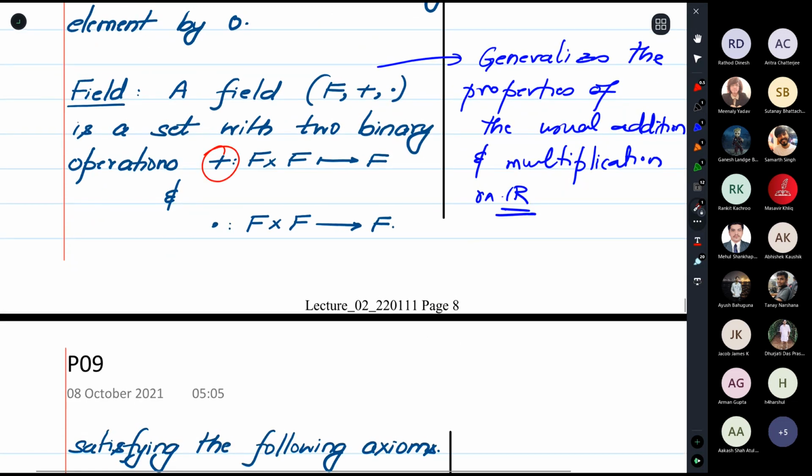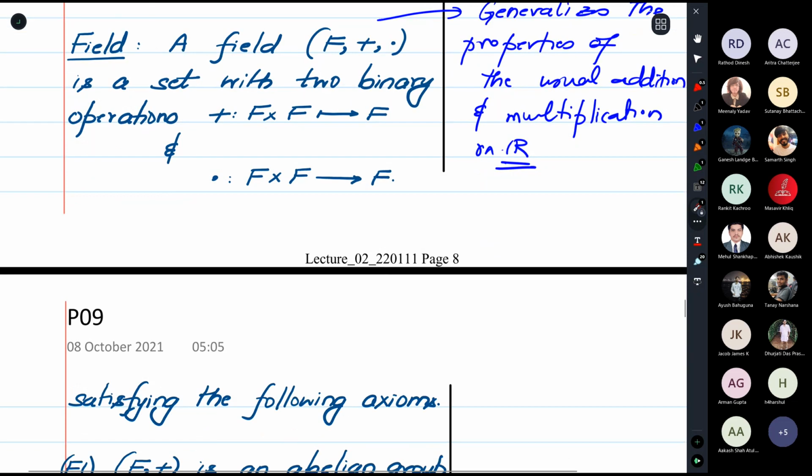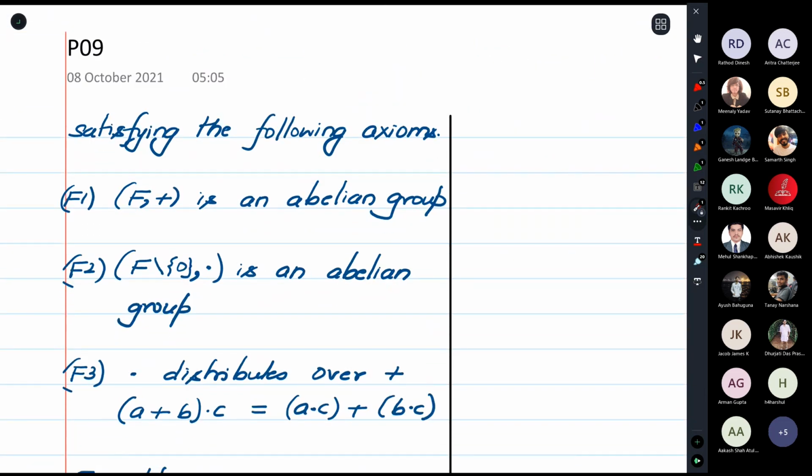Okay, so what are the properties that this addition and multiplication operation needs to satisfy? The first is that we require that if you look at just f along with this plus operation, these two things together must form an abelian group.